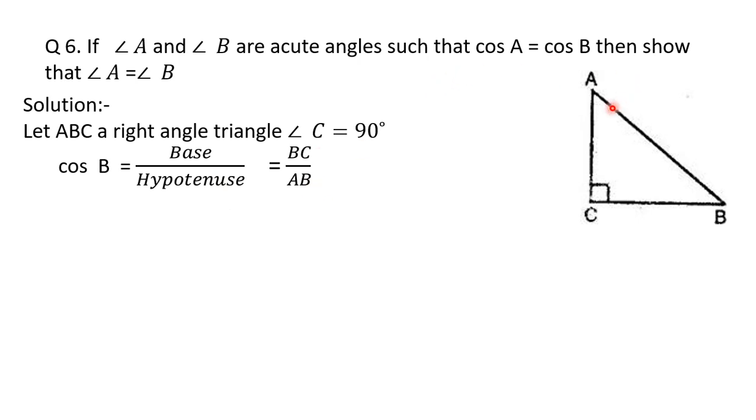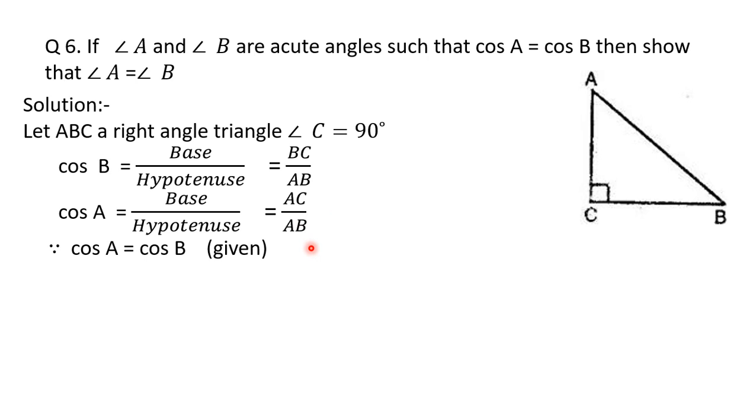Similarly for cos A also we can write. The adjacent side for angle A is AC and the hypotenuse is AB. So cos A is AC upon AB. Then it is given that both the values cos A and cos B are equal. So we put the values here. AC upon AB is equal to BC upon AB.